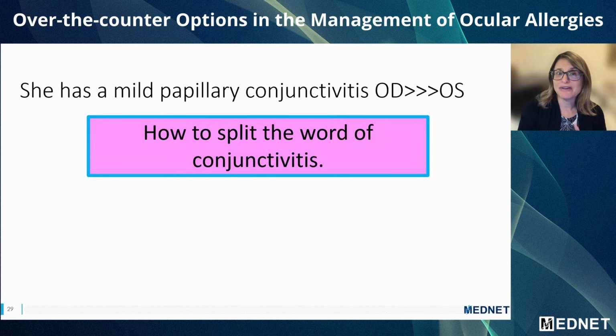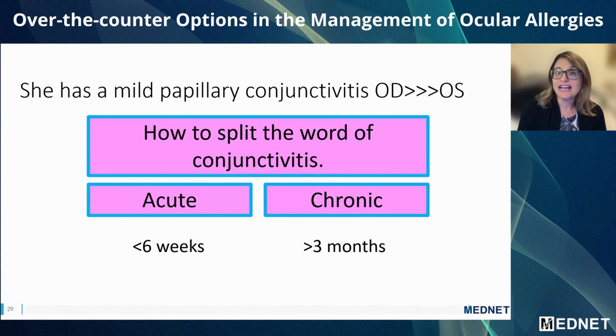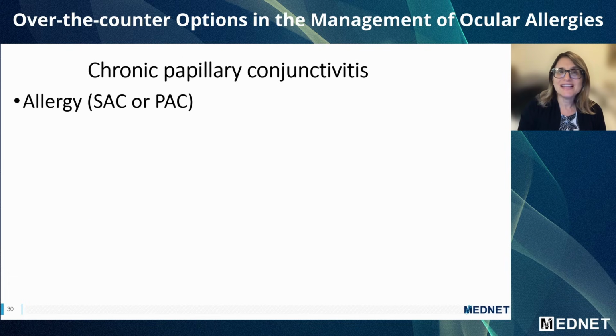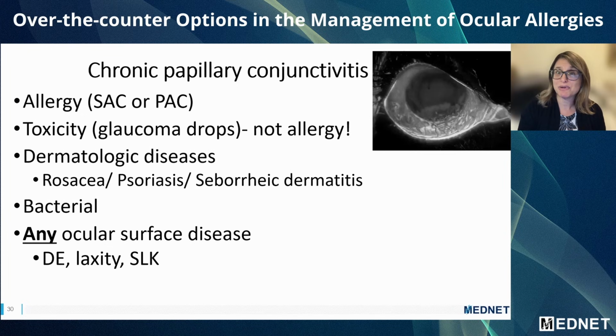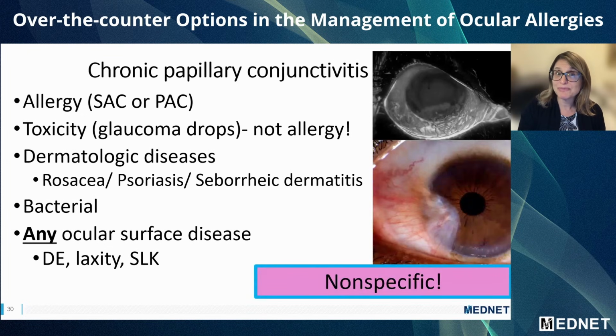So the first thing I think about is, is this acute or chronic? And our definition, anything greater than 6 weeks is chronic. So she is in the chronic phase of conjunctivitis. And then, as we mentioned before, there are many different things that can cause a chronic papillary conjunctivitis. It's not a specific diagnosis, so exposure, an anatomical abnormality.